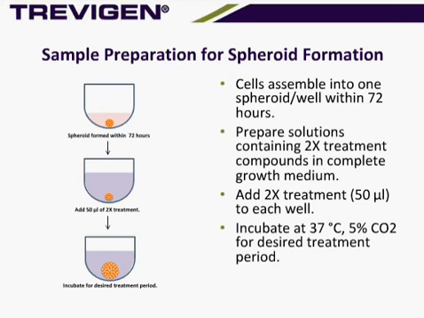After we've added the treatment, we incubate at 37 degrees in the tissue culture incubator for a desired treatment period. We're generally looking at 72 to 96 hours, but these spheroids can remain viable for a long time in culture, as we'll see in a later slide.